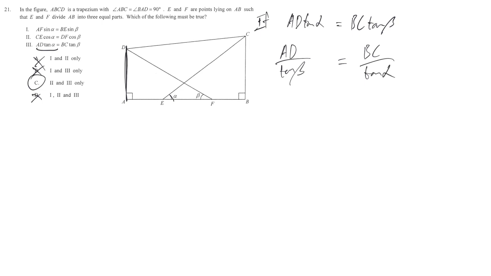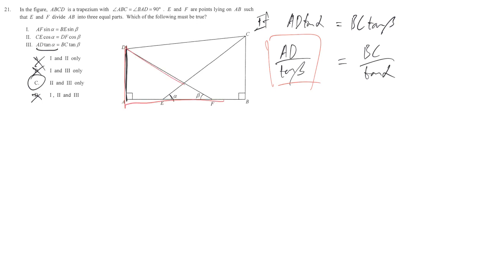AD and alpha are not from the same triangle, so it's meaningless to consider them together. So we consider if AD tangent beta is equal to BC tangent alpha. Before we prove that, we try to tidy up. AD we compare with tangent beta. BC we compare with tangent alpha. See what this is. So focus on this part first.